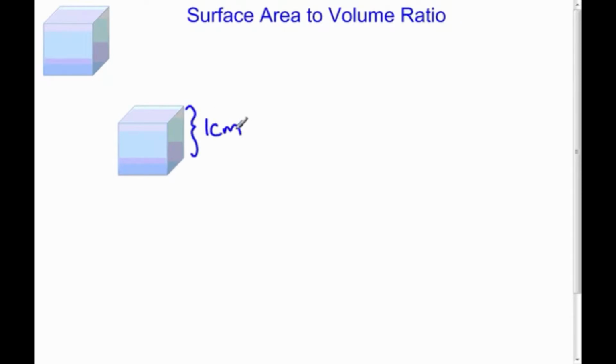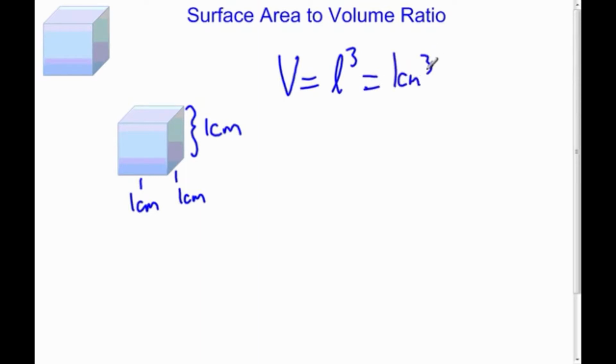I'm going to say that this particular length is 1 centimeter, and this is 1 centimeter, and that is 1 centimeter. So it's a perfect cube, 1 centimeter by 1 centimeter by 1 centimeter. The volume of a cube is, of course, given by its length times width times height, but since this is a perfect cube, we can just say that the length cubed is the volume, which is 1 centimeter cubed. So we have a volume of 1.